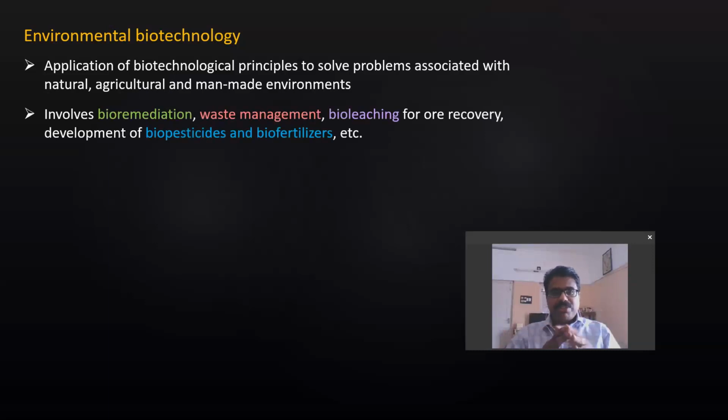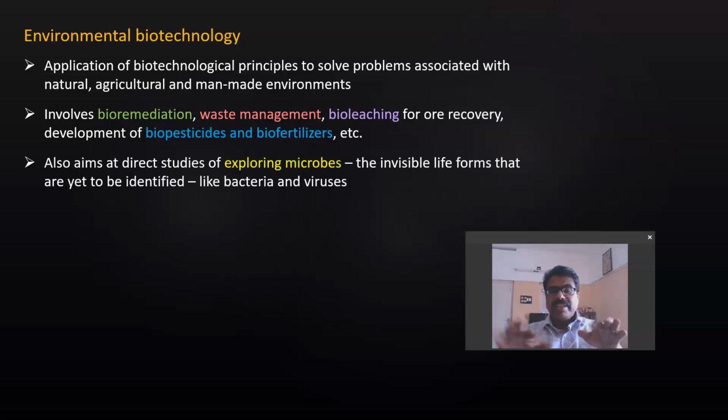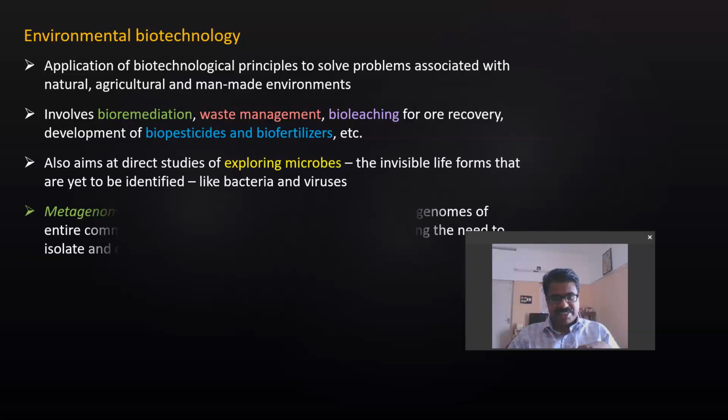And the major aspects of environmental biotechnology are bioremediation. We'll go into detail on each one of these. Bioremediation, waste management, bioleaching, then the development and use of biopesticides, biofertilizers, bioleachers, etc. Another aspect of environmental biotechnology is using microbes, microorganisms. You know that they are invisible forms, and many of them are yet to be identified. They mostly involve bacteria and viruses.